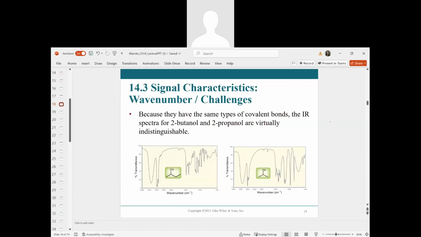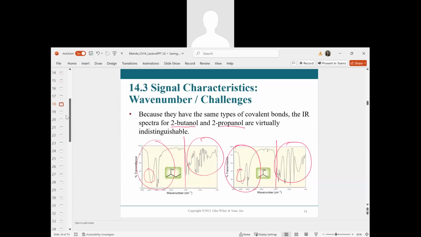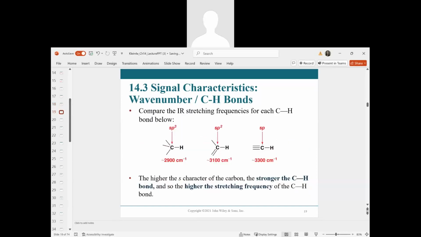So let's take a look here. If we wanted to look at these two structures and try to compare one to the other, these have very similar signals in the diagnostic region. So 2-butanol and 2-propanol in this region here, we're told they're virtually indistinguishable. So that's one of the times where you would have to venture into the fingerprint region, so over here, to really gain what compound is being present. But for our purposes, we're again going to focus in the diagnostic region. So we would be looking for these characteristic OH stretches for the presence of an alcohol functional group, but we won't dive into the fingerprint region.